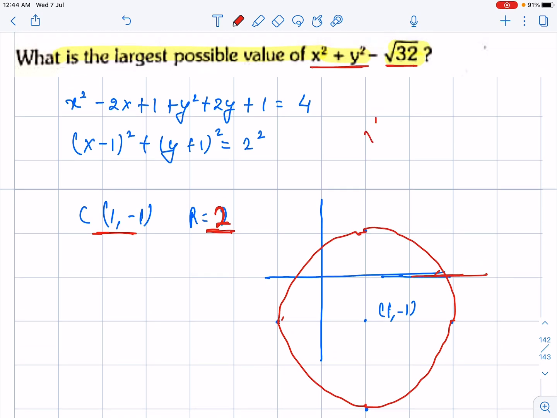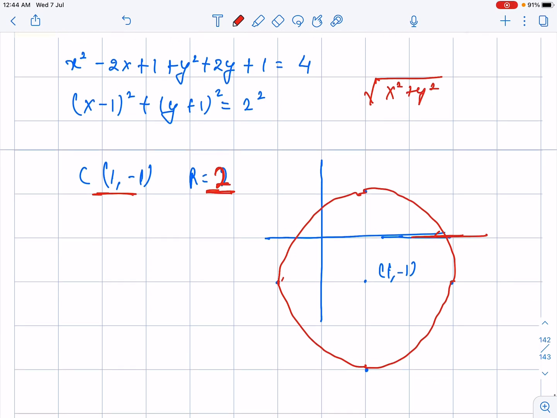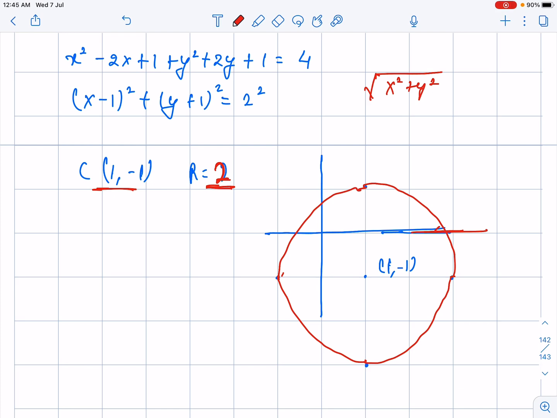Do you know one thing? √(x² + y²) is the distance of a point lying on a circle from the origin. For it to be maximum, the point should lie symmetrically upon the line passing through (0, 0) and (1, −1), and should lie upon the circle. So I will draw it like this. Hope you guys would have got my point.